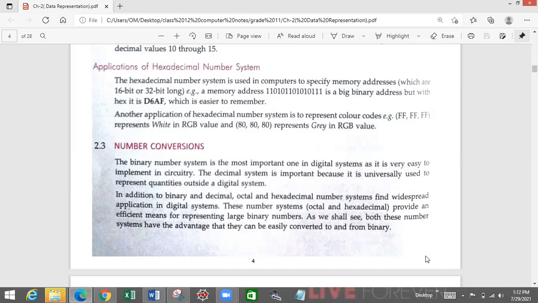Apart from that, we use hexadecimal numbers in many places in computer systems to represent colors. They are also very big numbers. They are generally represented using 8 bits. So I can use a simple 2-digit hexadecimal notation for those numbers.